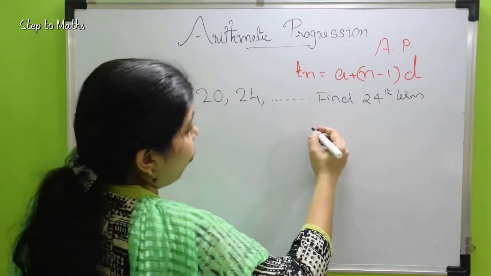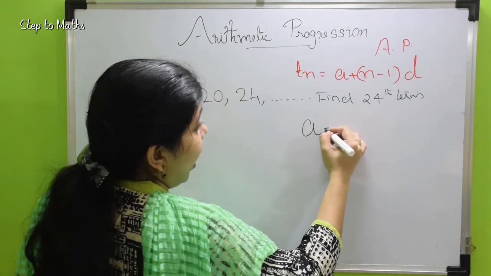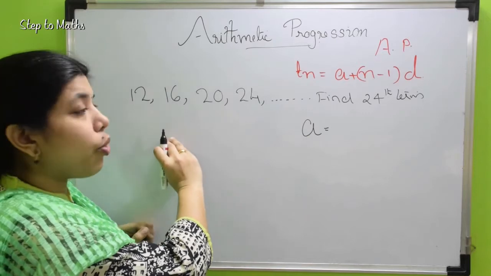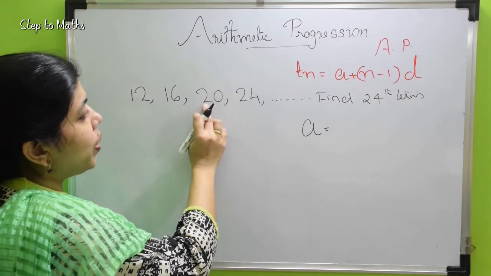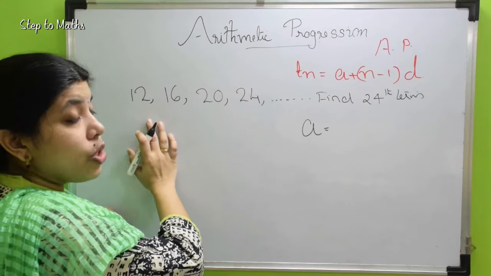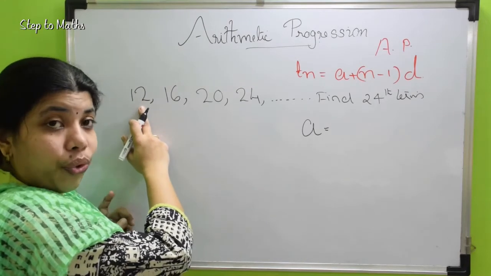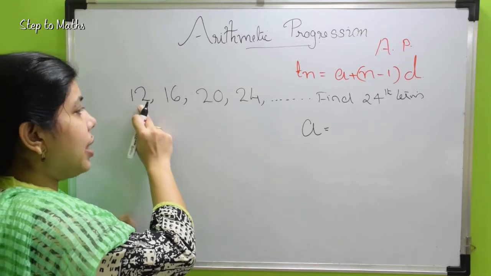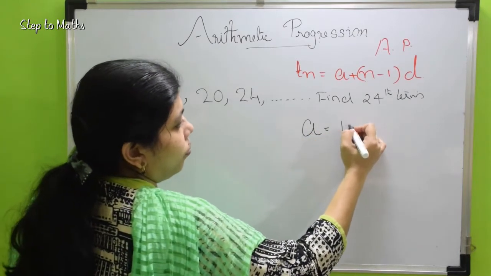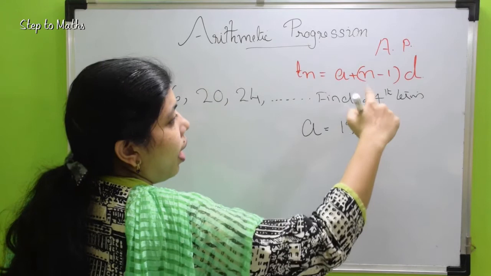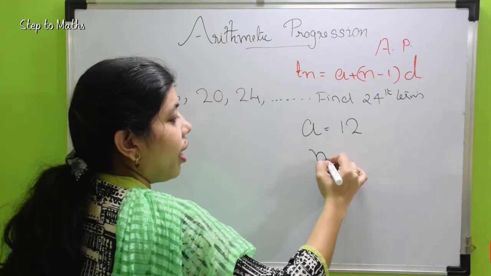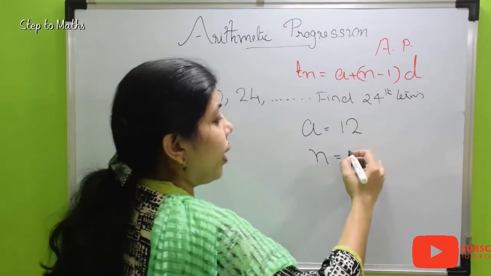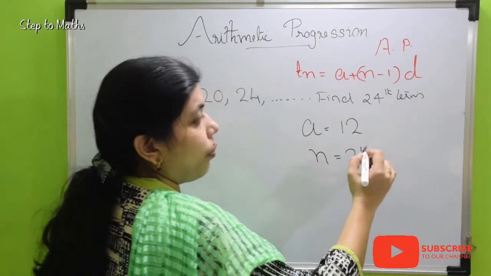What is the value of A? A is the first term of the arithmetic progression: 12, 16, 20, 24. What is the first value? A is T1, the first term, that is 12. And n. Here we have to find the 24th term. So, the value of n is 24.